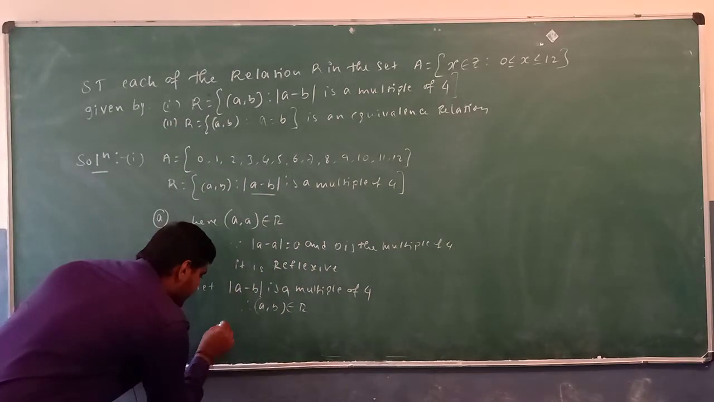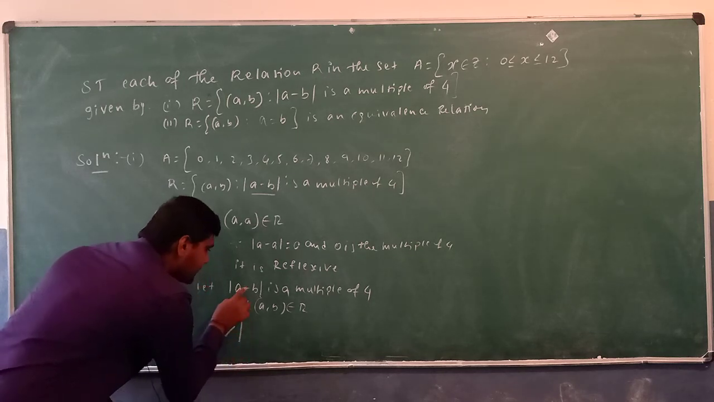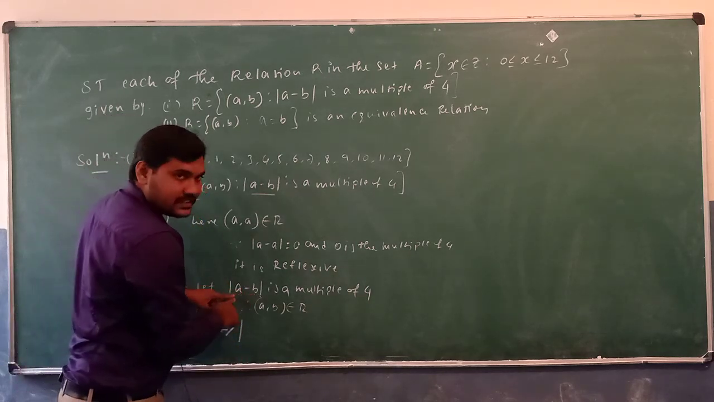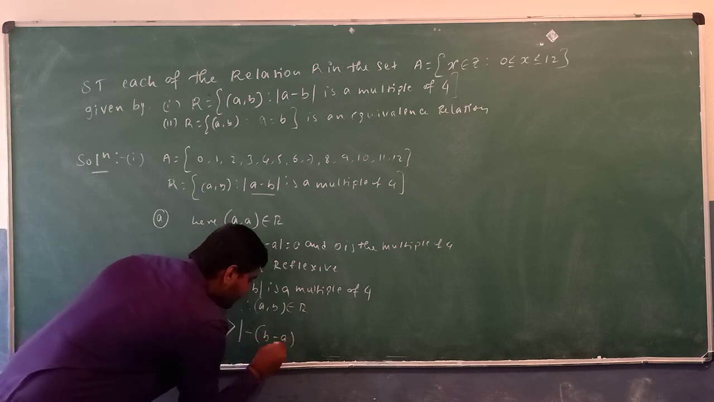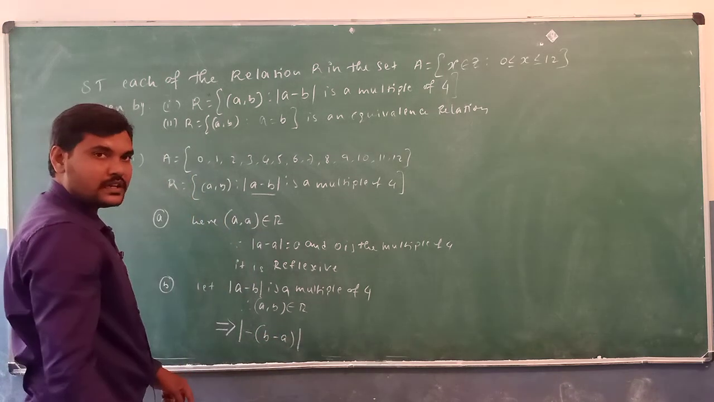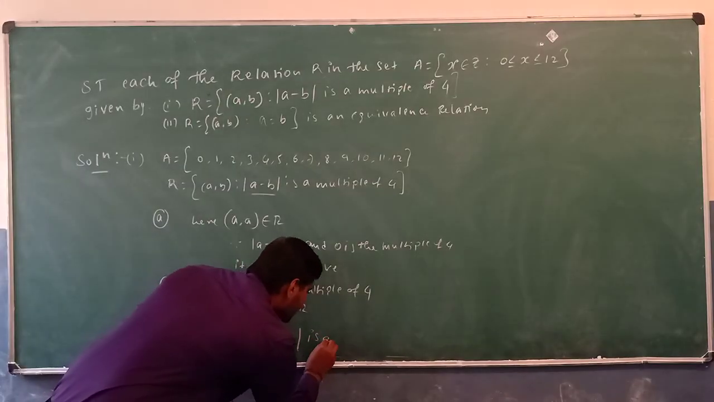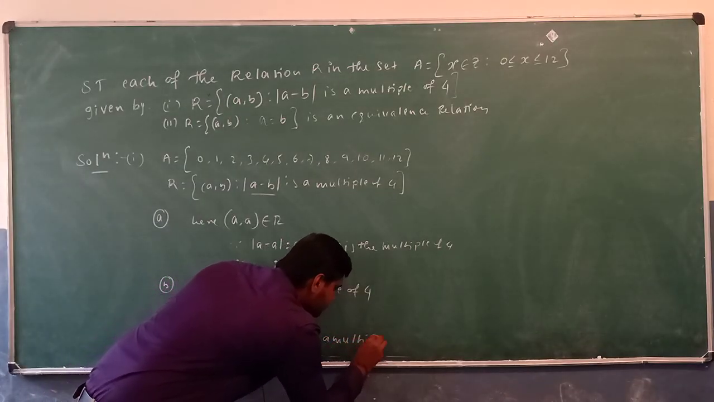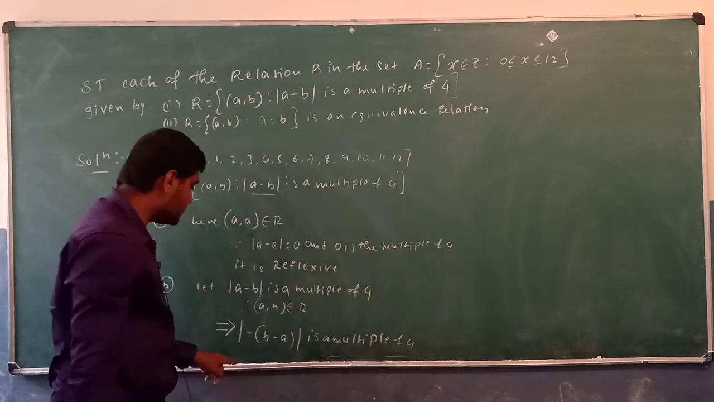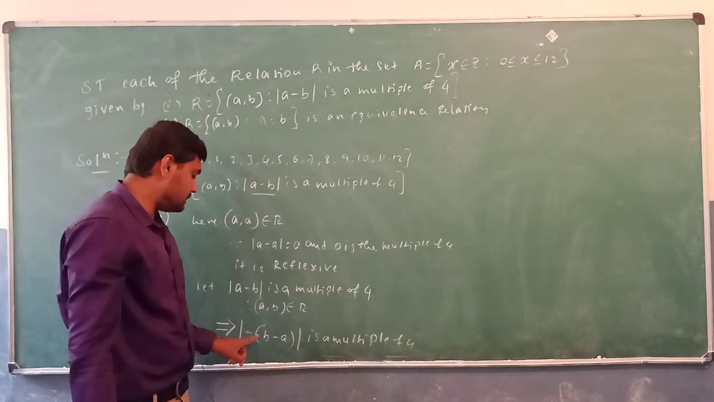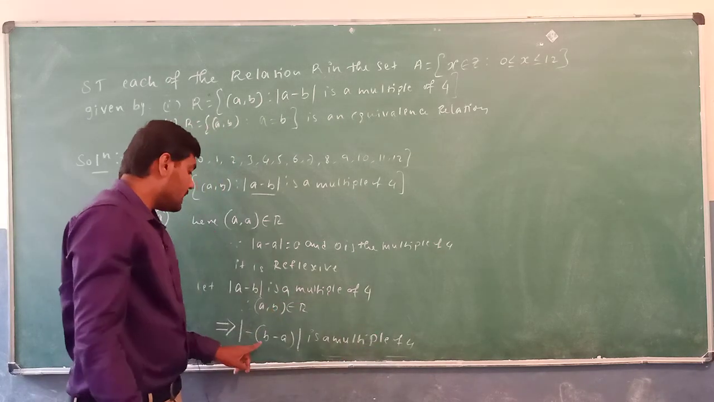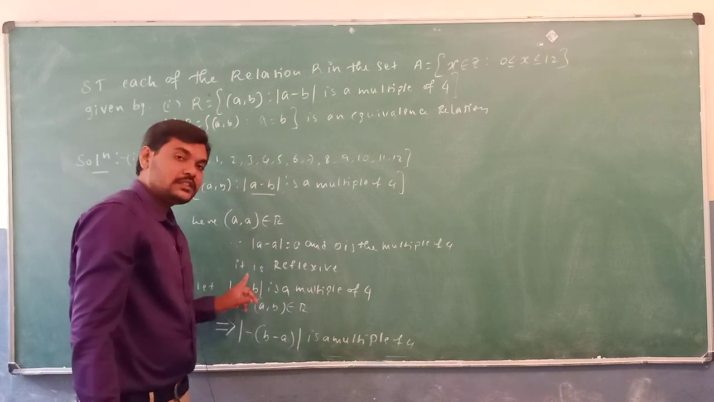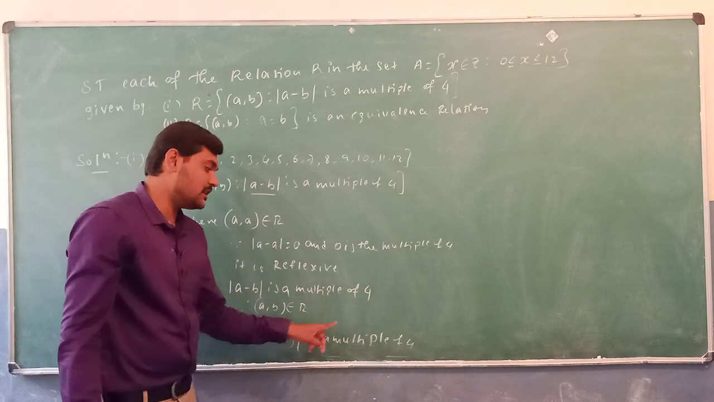Then R, which implies I am taking the minus sign common here. So it's going to be minus of B minus A is a multiple of 4. Why? Because in the modulus side, the modulus of minus B minus A again is going to be A minus B. So similarly we can say that modulus of B minus A is a multiple of 4.